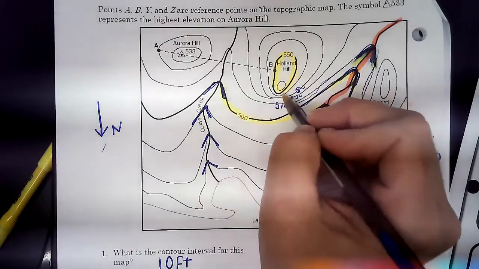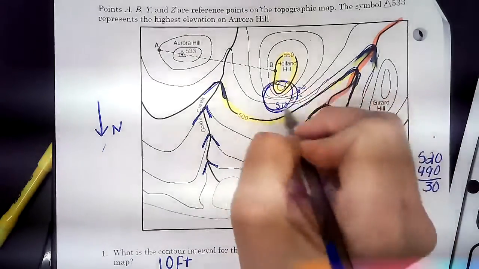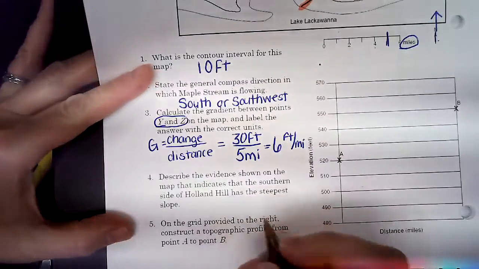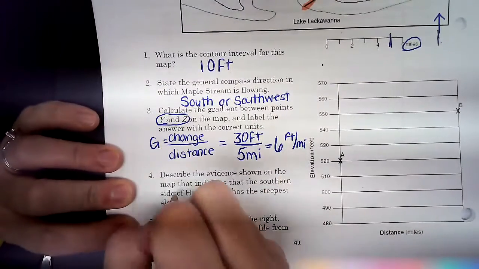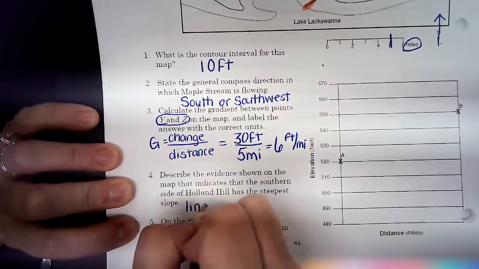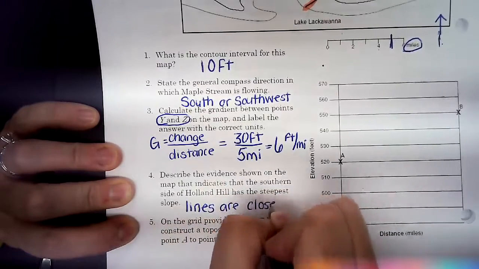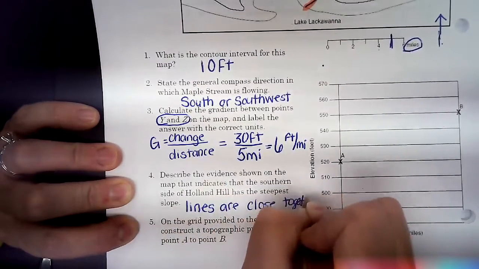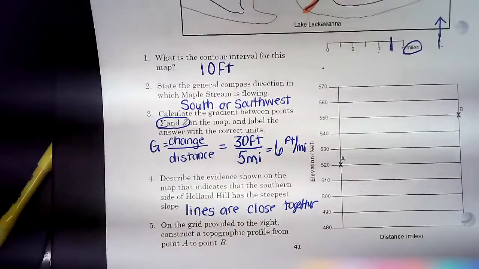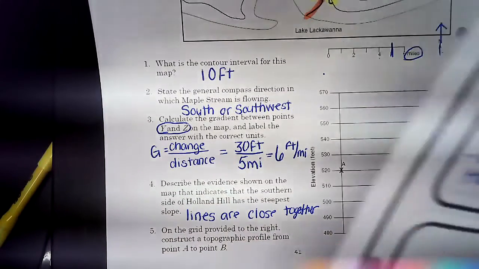Anyway, how do we know that the southern side is this side? Yes, so how do you answer this? What evidence indicates the southern side is steepest? You simply say lines are close together. So what should we put on the review sheet?